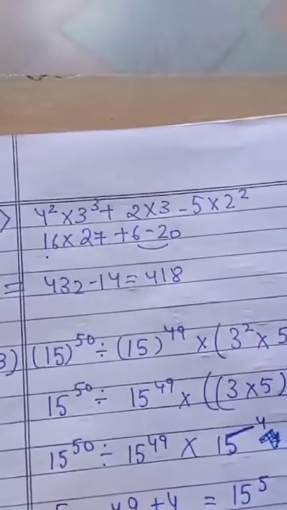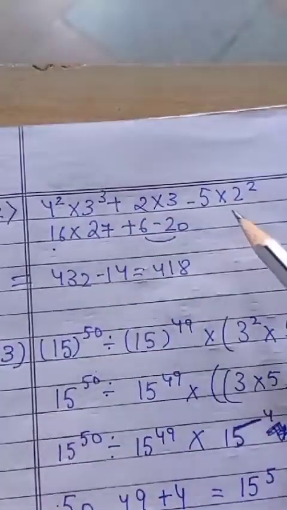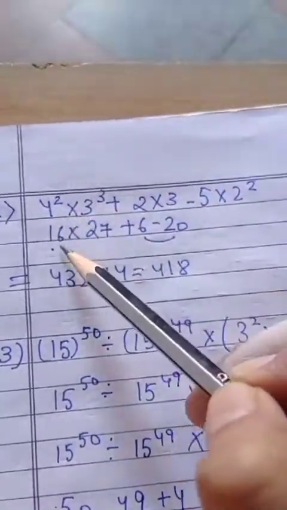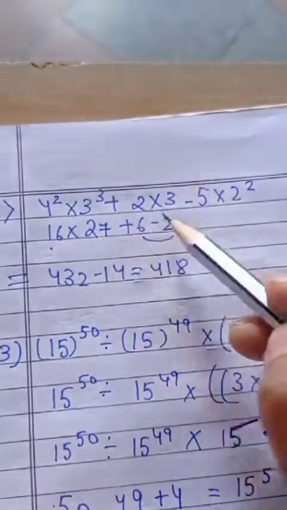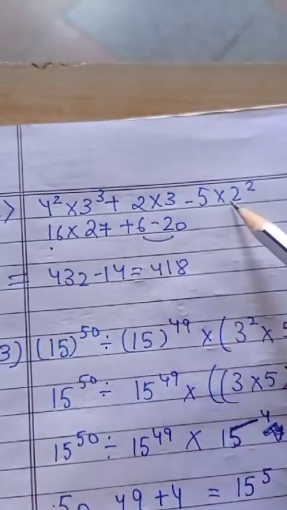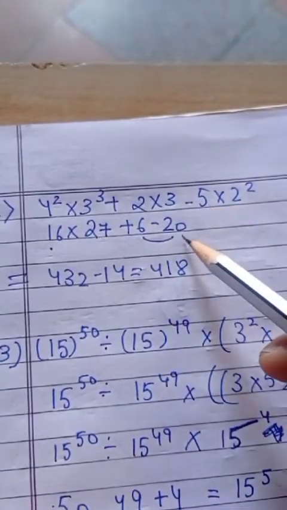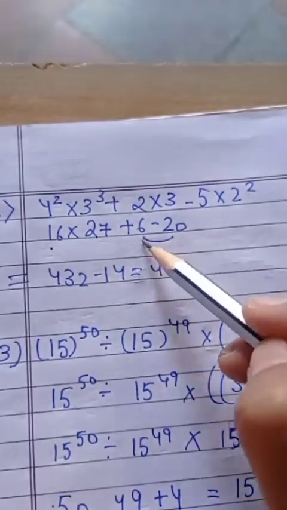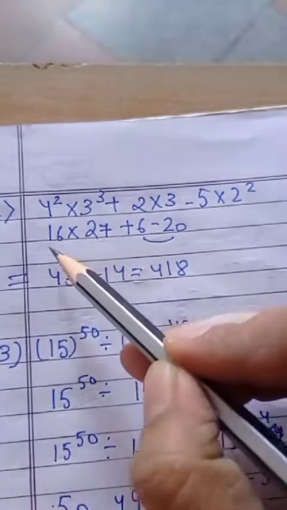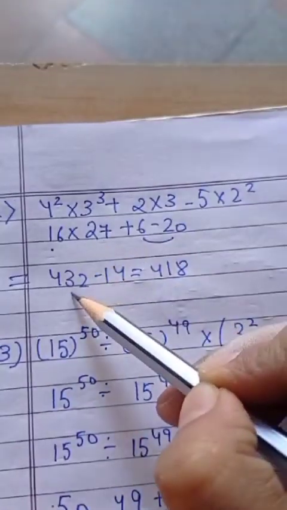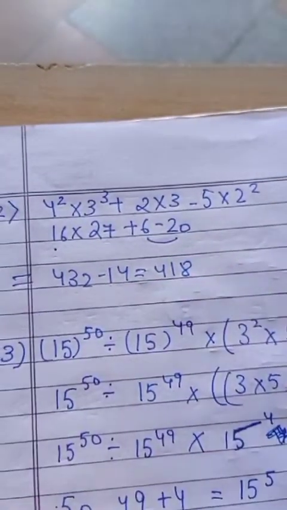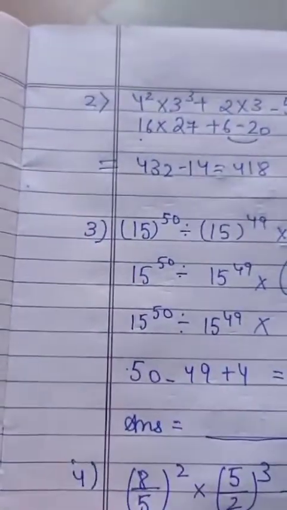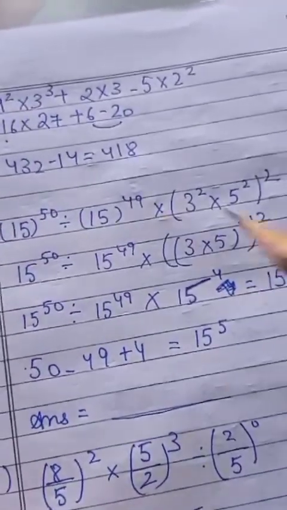Next is, look here, again bases are not same. So let's expand. 4 square is 16. 3 power 3 means 27 plus 3 twos are 6. 2 square is 4. 4 fives are 20. So 6 minus 20 is minus 14 and 16 into 27 is 432. The sign of the greater number will come here. Subtract it. This will be your answer. Now third part of third question. This is the question.